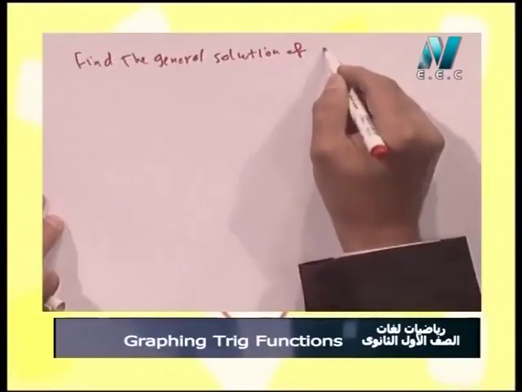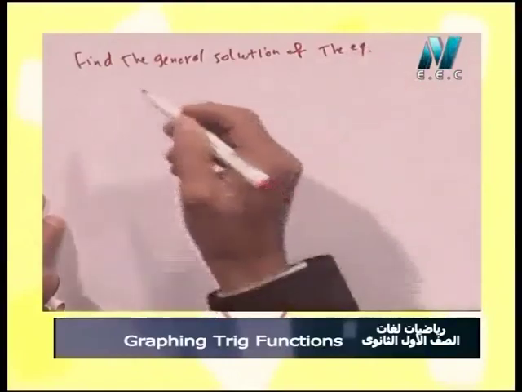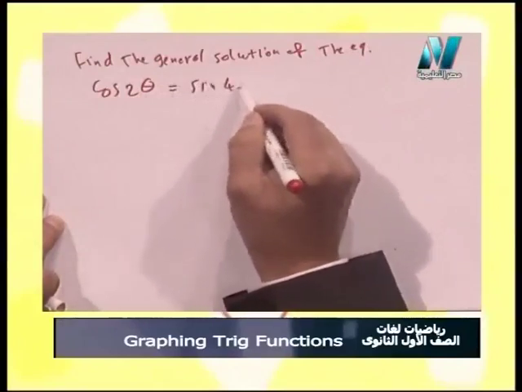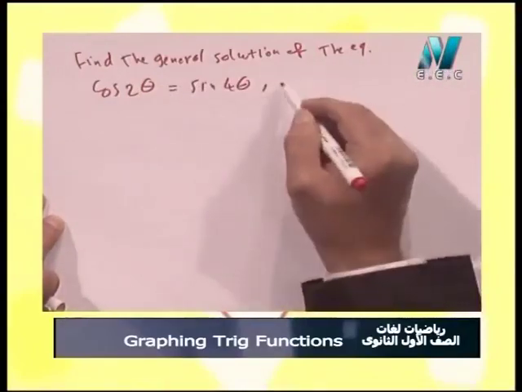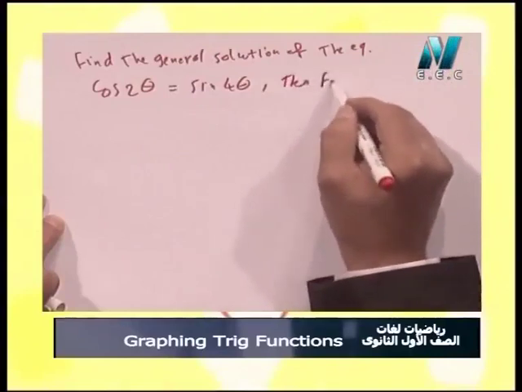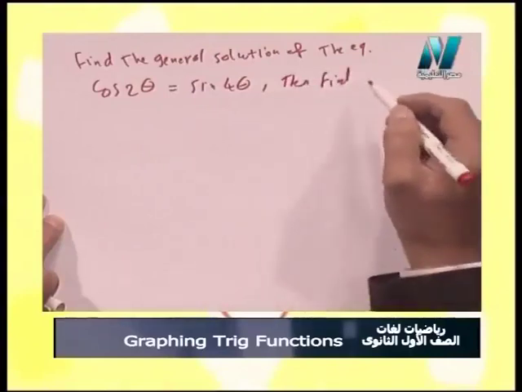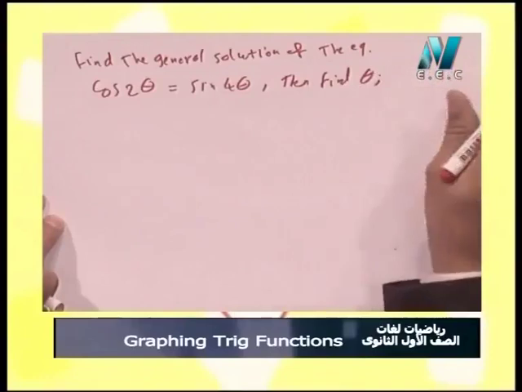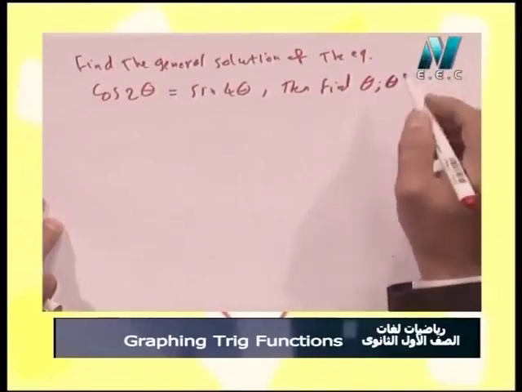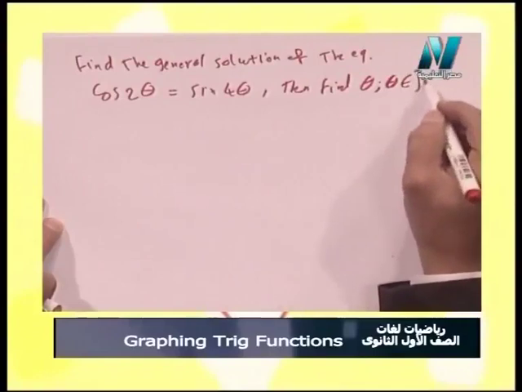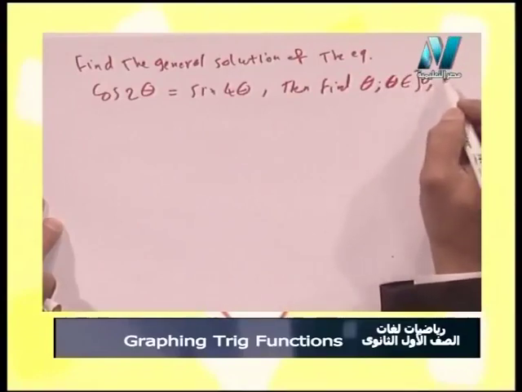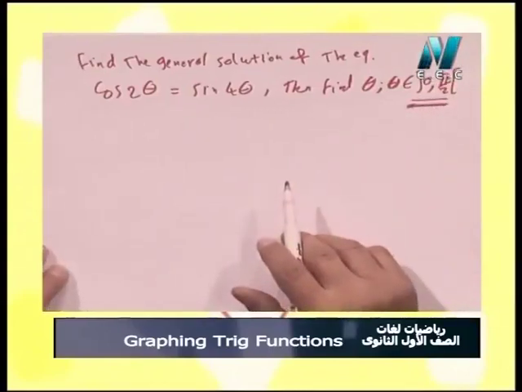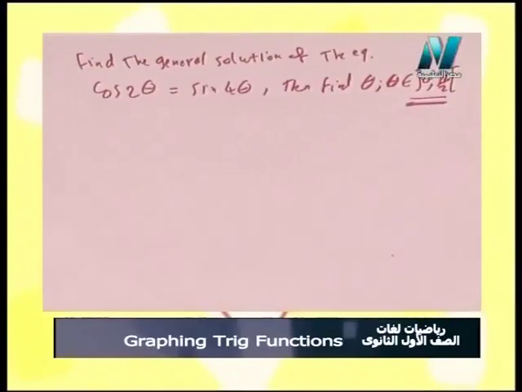of the equation cosine 2 theta equals sine 4 theta, then find the values of theta such that theta belongs to the open interval 0 to pi over 2. Try to find theta between 0 and 90, and this is the equation now.